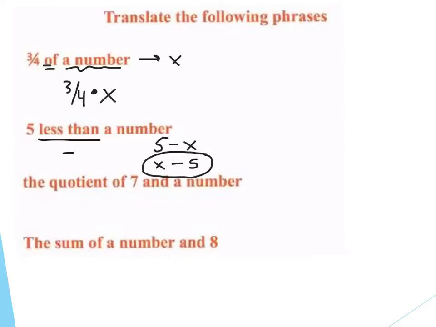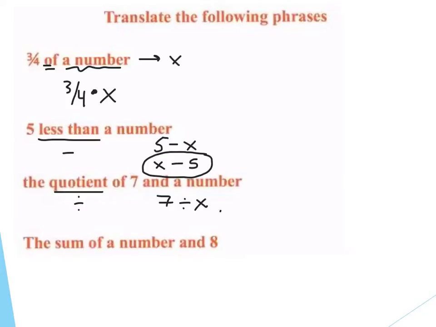Okay, next one, quotient of 7 and a number. Quotient of 7 and a number. Quotient means division. So I'm dividing what? 7 and a number. So I'm going to find the quotient of 7 and a number. So in this case, the quotient means division. So I'm going to have just simply 7 divided by a number, which is x. 7 divided by x. Is that the only way to write it?